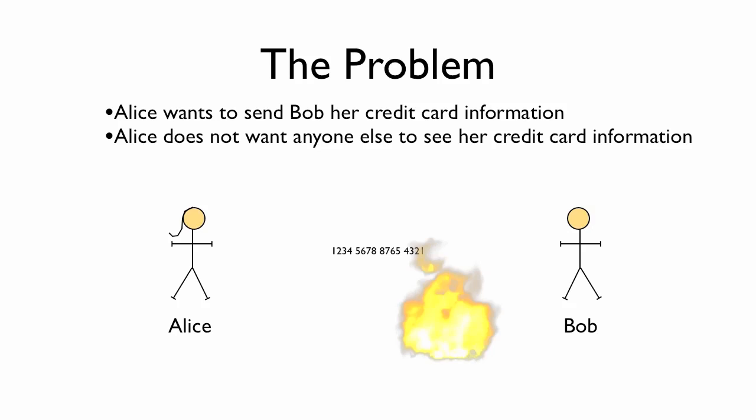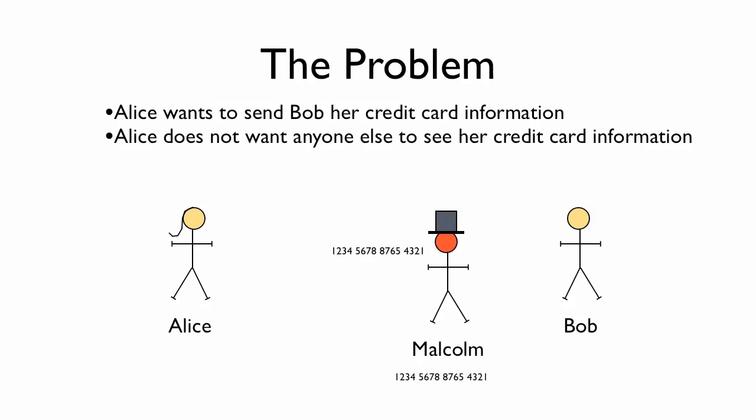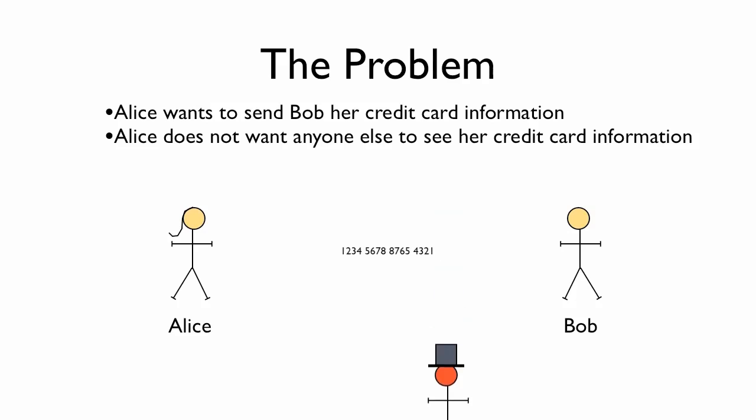Here she goes sending it, and our nefarious man in the middle, Malcolm, appears, copies her data, and then he disappears. Bob gets the original data that's sent, and nobody is any the wiser that Malcolm has stolen her credit card and will use it to charge up unexpected charges. Well, that's obviously no good. So, let's see how to get around this problem.